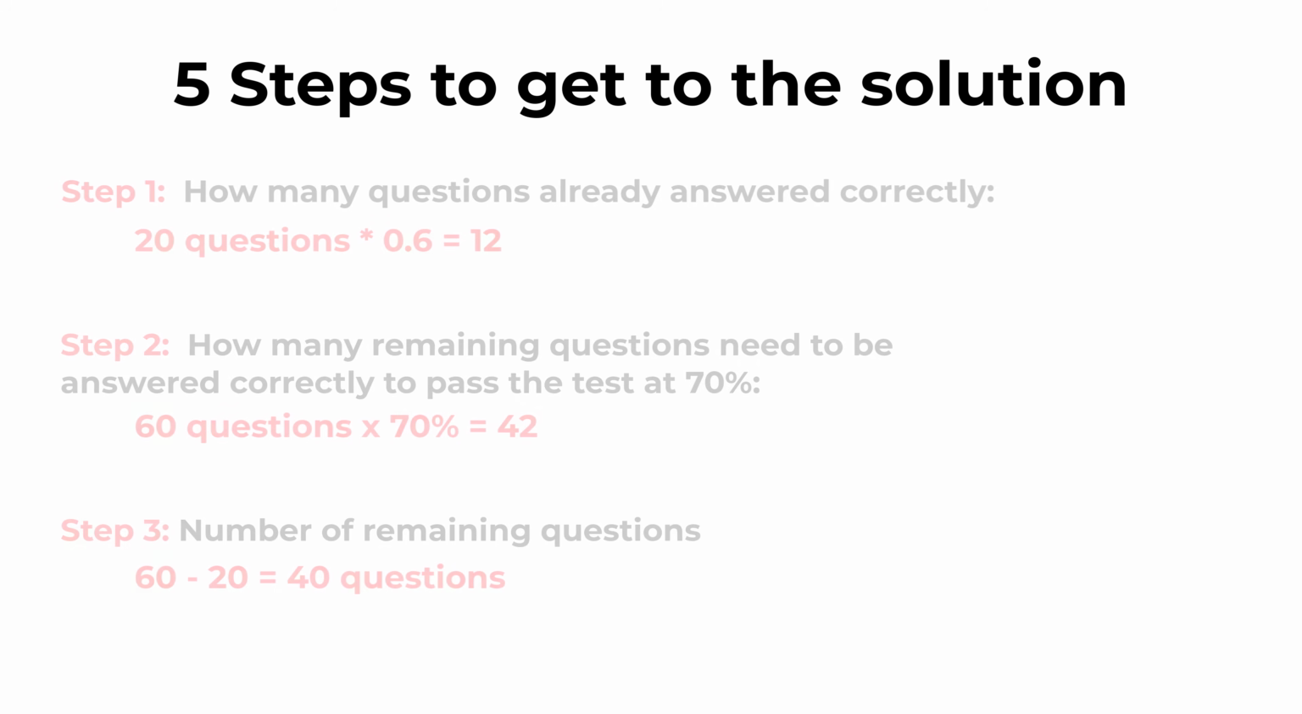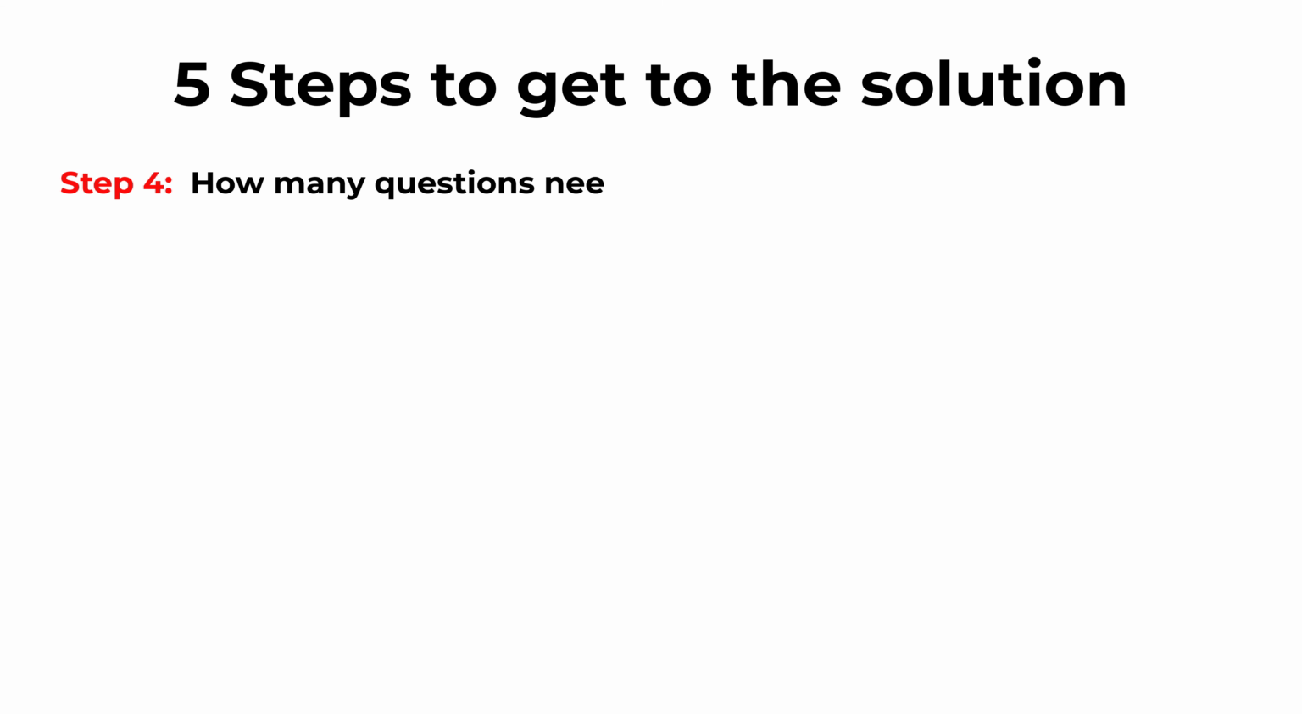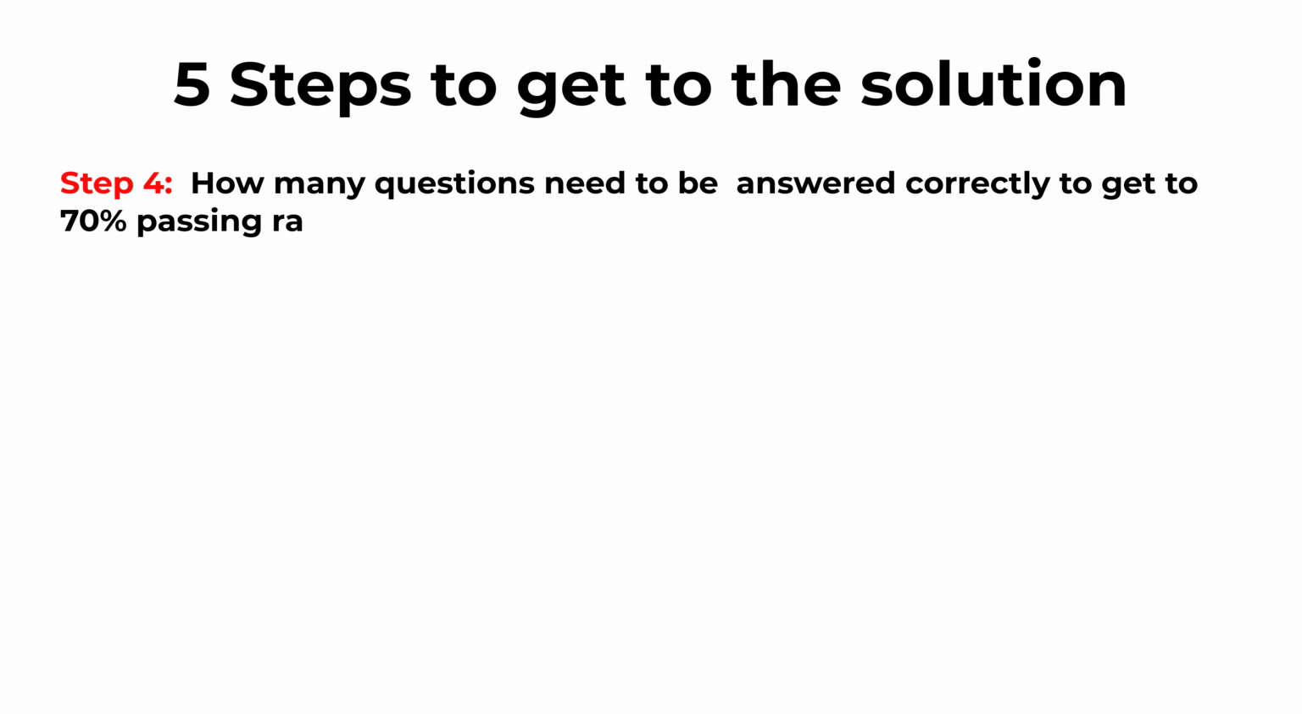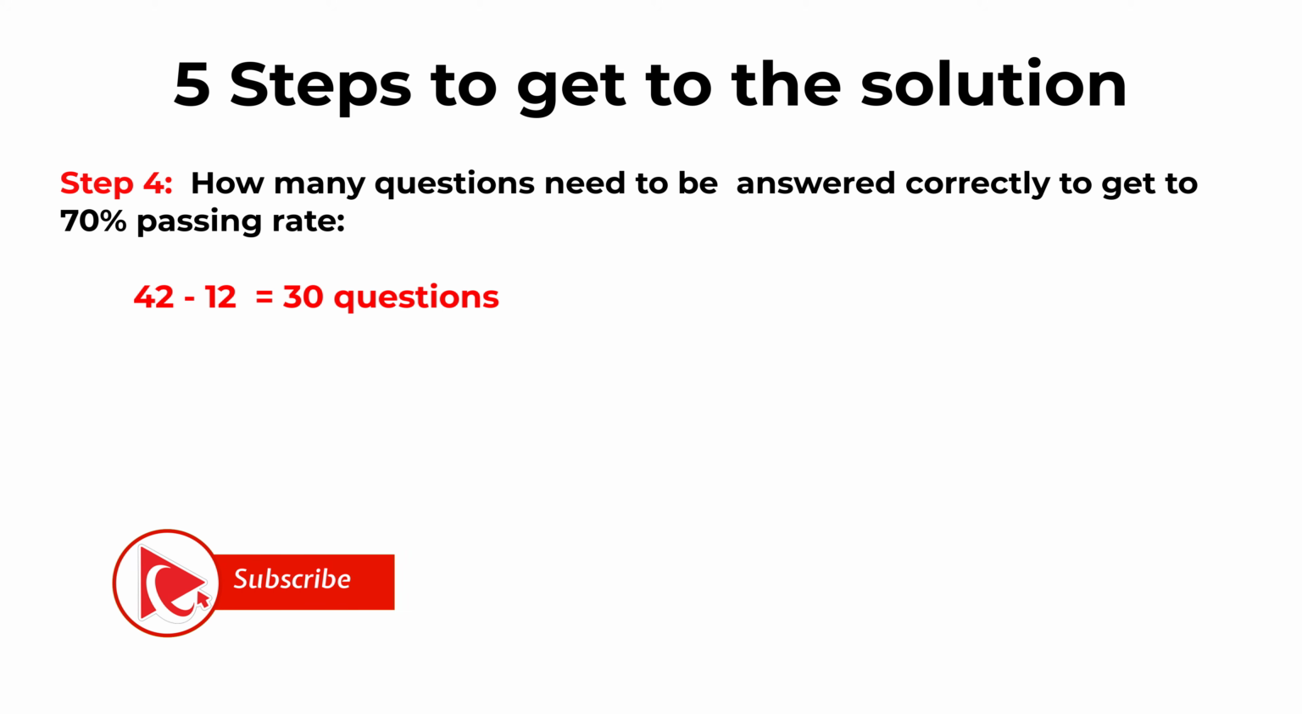Now, how many questions need to be answered correctly out of remaining questions to still get to 70% passing rate? To calculate this, we need to subtract 12, which is the number of questions we already answered correctly out of first 20 questions answered, from 42, and 42 minus 12 equals 30, which means that out of remaining 40 questions, 30 questions need to be answered correctly to get to the 70% passing rate.